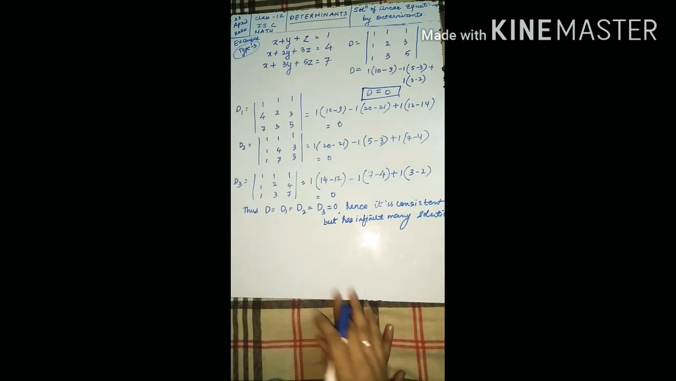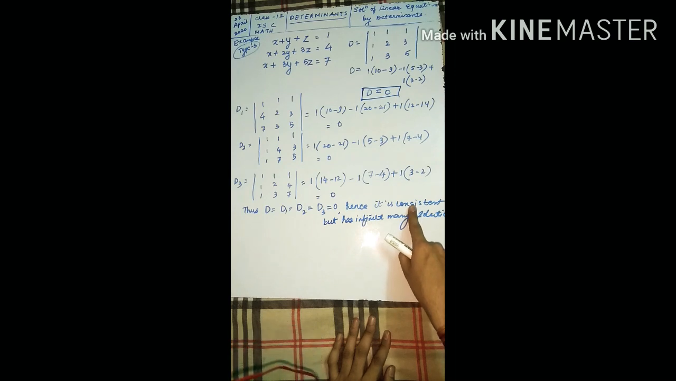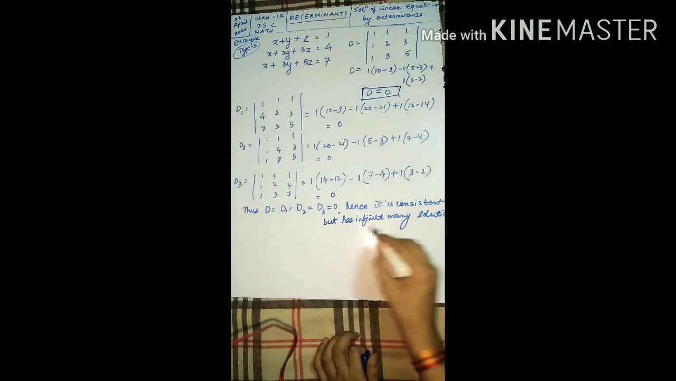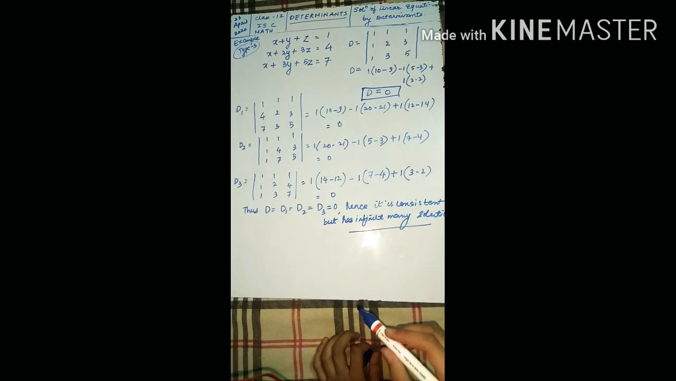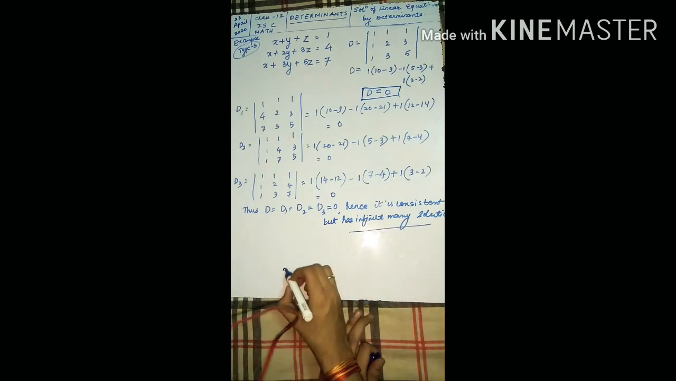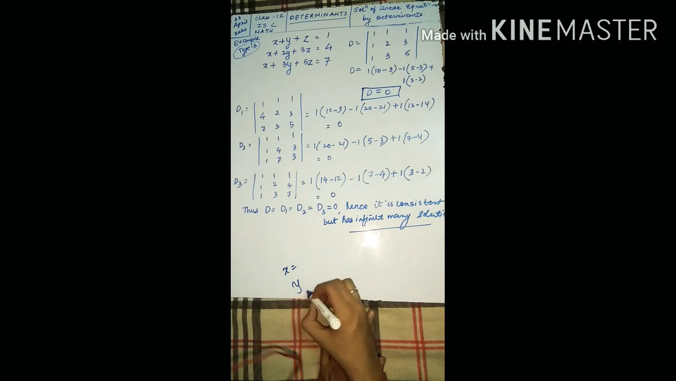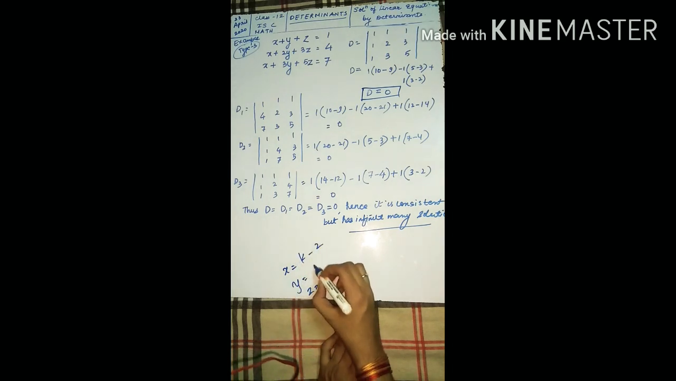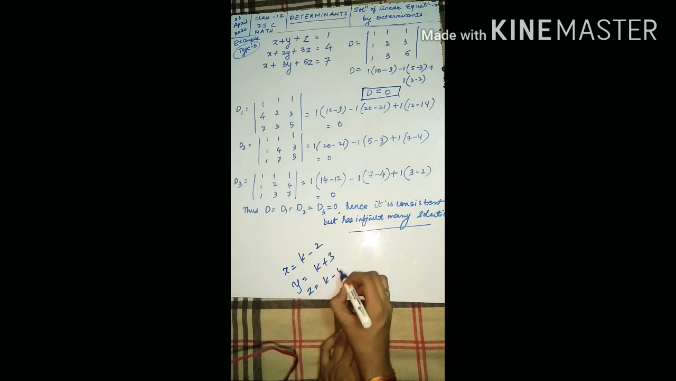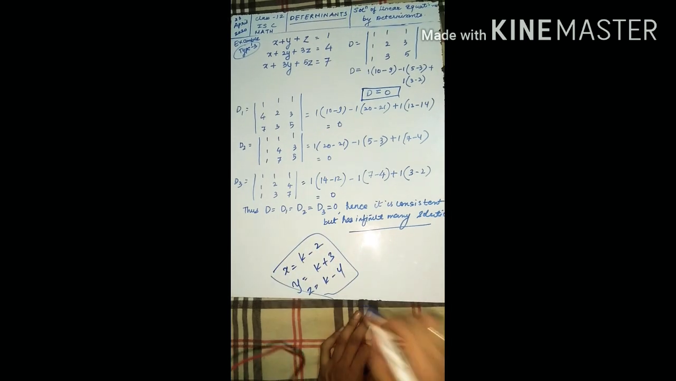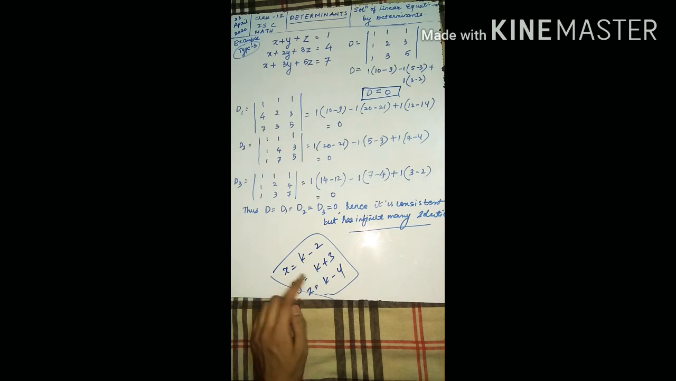Now what happens in this question? You need to show that it is consistent and we have to find the solution also. See, it has infinitely many solutions, but it has some pattern. That means we can get x, y, z in terms of one constant k, like k minus 2, k plus 3 and k minus 4, where you can put k as anything, 1, 2, 3, 4, 5, 6, up to infinity.